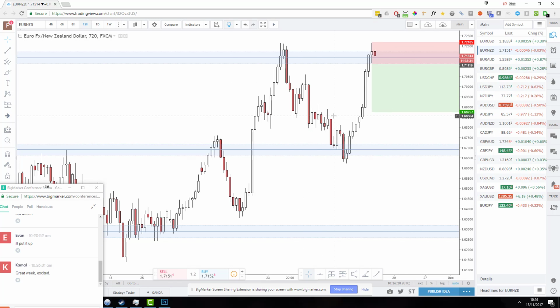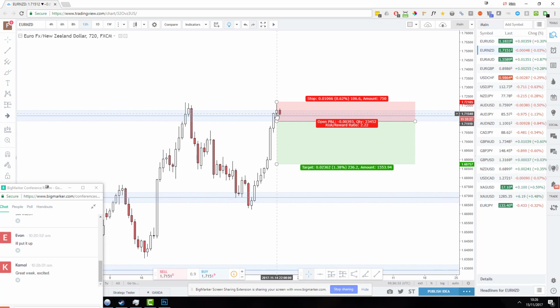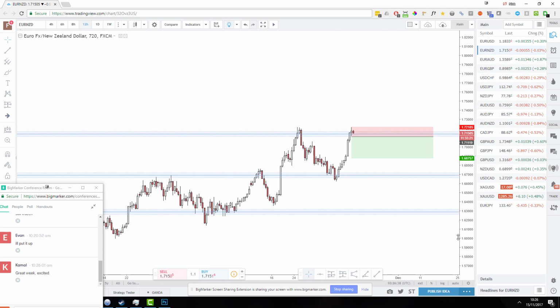Euro New Zealand, this one looks somewhat imminent. We've got the indecision candle. It's stalling heavily on this resistance area. It's a strong resistance area. It's held price back recently.